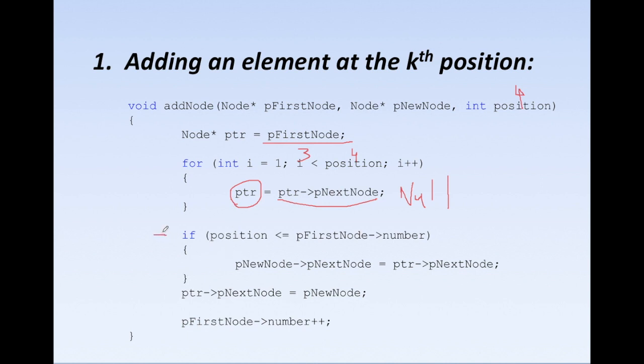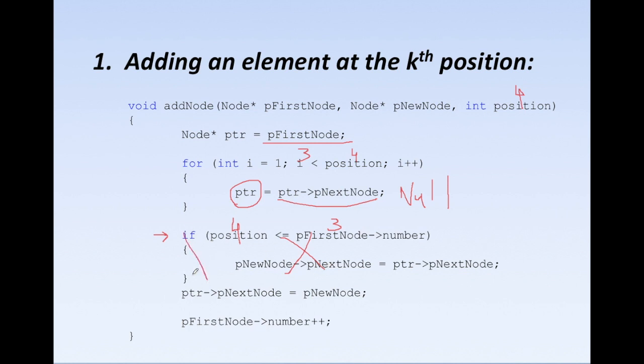So this if, we said before that this if position, in this example the position was 4, is less than or equal to the number of elements. So this is not applicable anymore. One step is removed because we're adding a new item at the end of the list. So this step is removed.